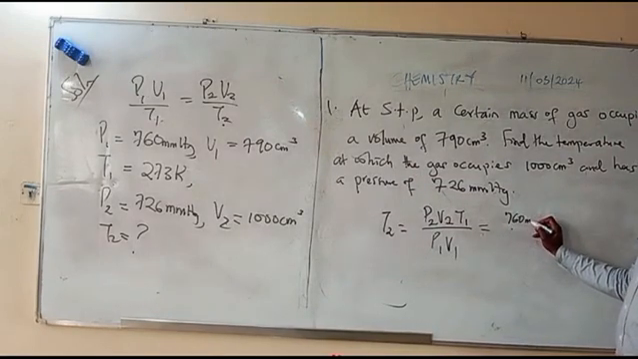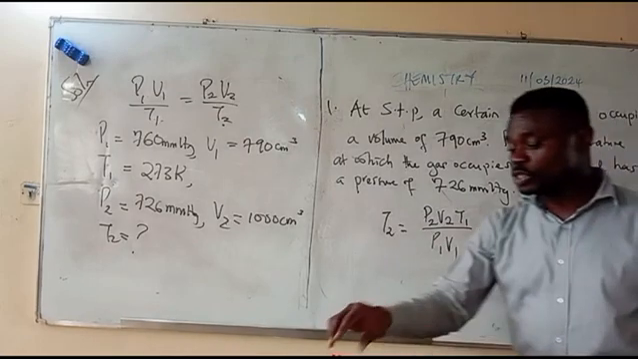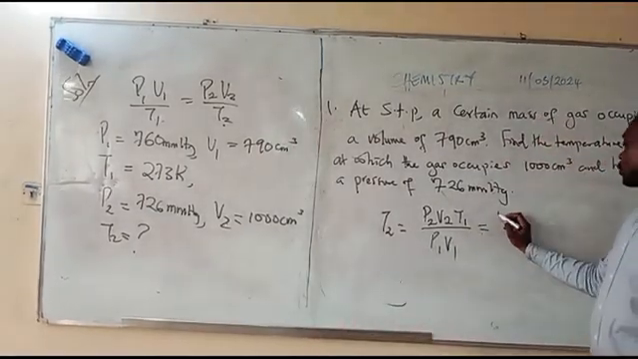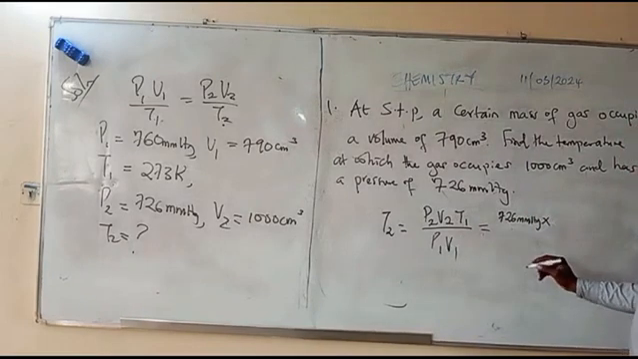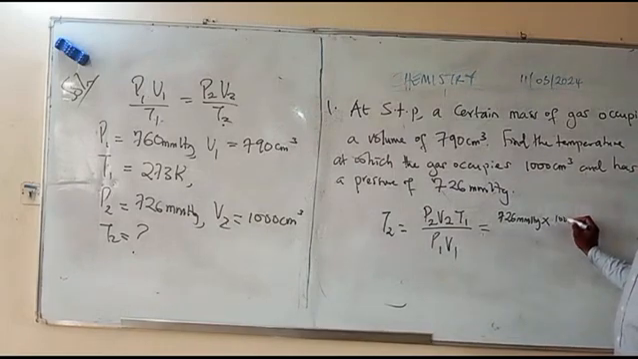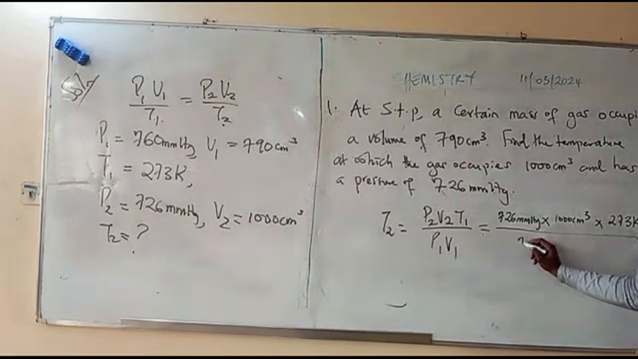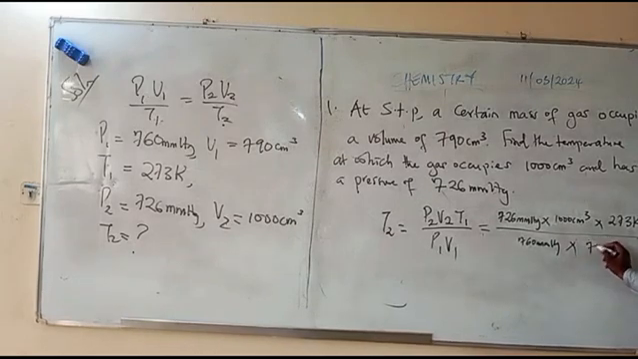P2 is 726 millimeter mercury, times V2 is 1000 cm³, times T1 is 273 Kelvin, over P1 is 760 millimeter mercury, times V1 is 790 cm³.